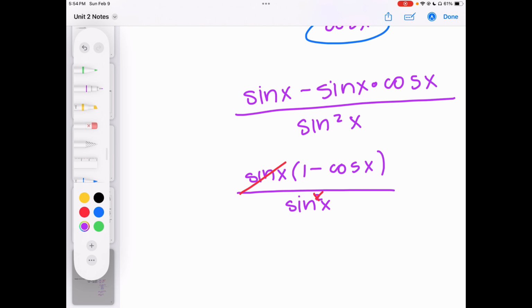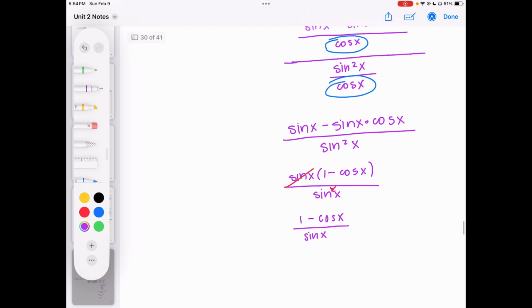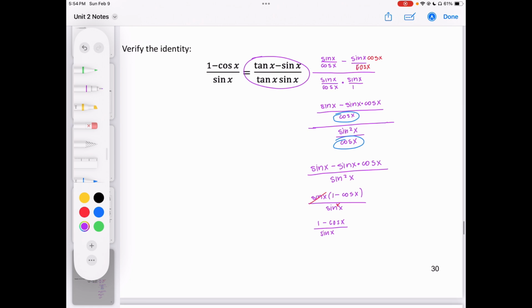So I'm going to have as my final answer 1 minus cosine of x all over sine of x. Now, you may have forgotten there was another side of the equation, but look at that, it does match. So we have verified that the right side does equal the left side.